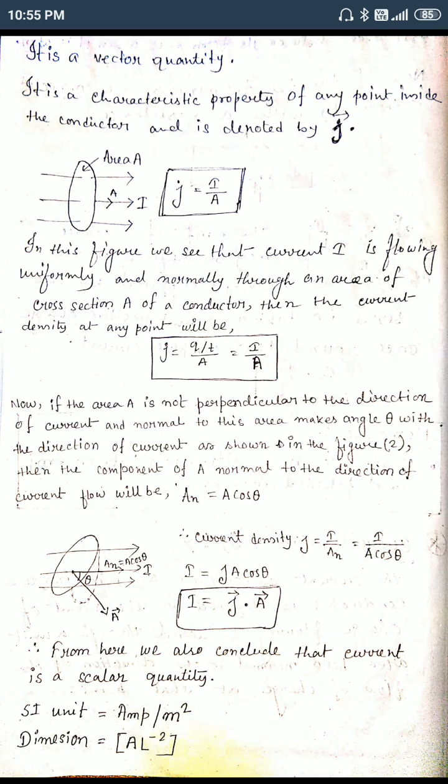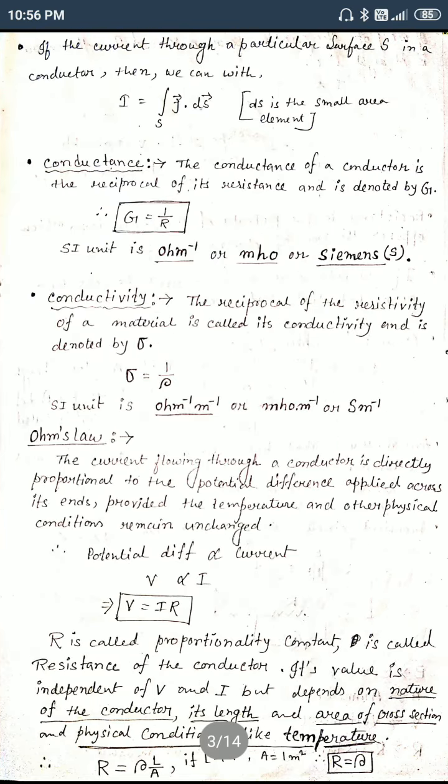So cos theta means dot product, and we can write I equals J dot A. From here we also prove that I, the electric current, is a scalar quantity, because the dot product of two vectors gives us a scalar quantity. The SI unit of current density is ampere per meter square, and its dimension is A L to the power minus 2. Clear?